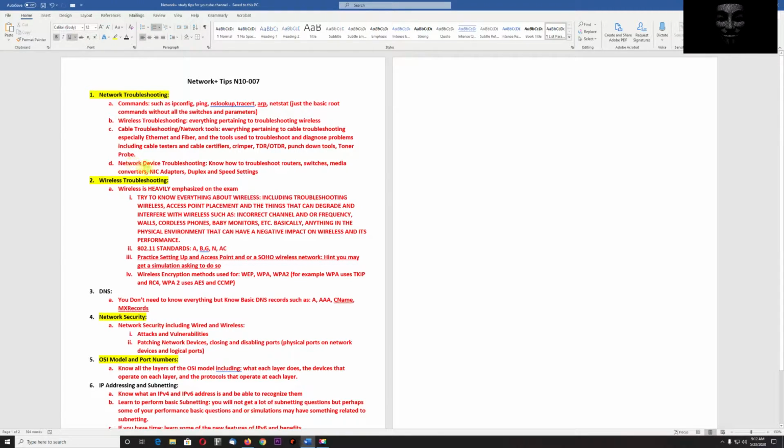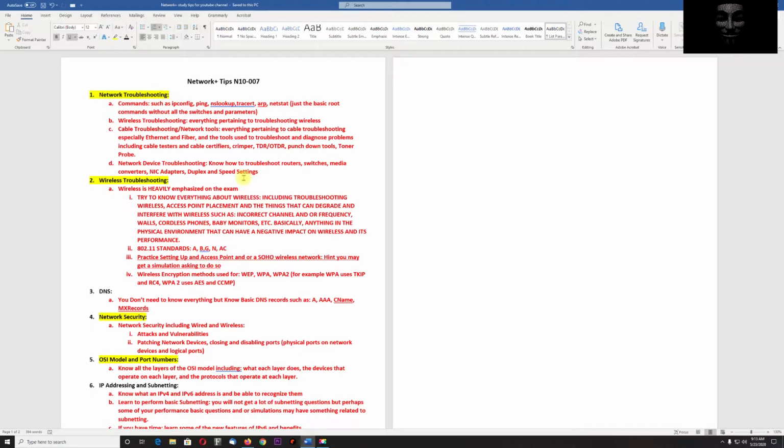Know how to troubleshoot network devices: routers, switches, media converters, NIC adapters, which are your Ethernet adapters, duplex and speed settings. The majority of the exam is scenario based, and a lot of it was troubleshooting and scenario based. Wireless is heavily emphasized. I probably should have put wireless troubleshooting as number one.